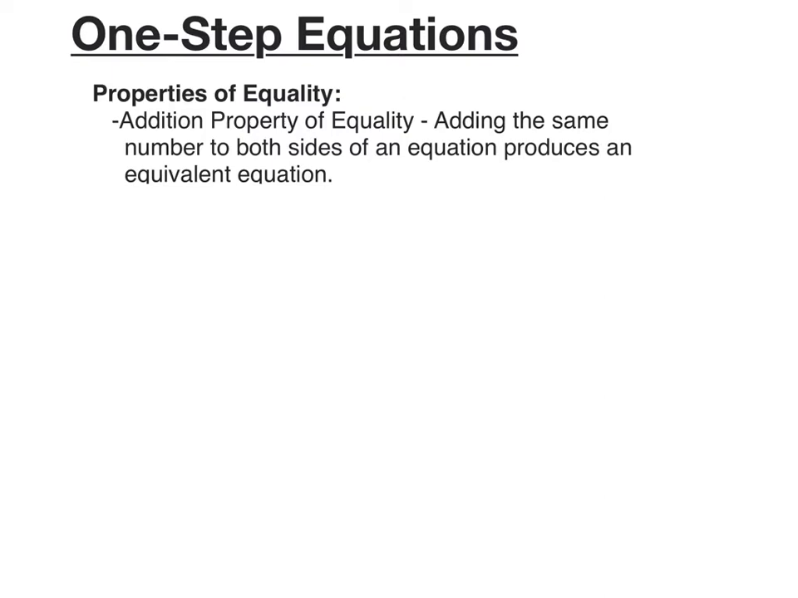So let's say we have a equals b, right? If a is equal to b, then that tells us that if we add a number, let's say we add 5, a plus 5 is equal to b plus 5. If I add 5 to both sides of the equation, it's still equal. The left side is still equal to the right side.